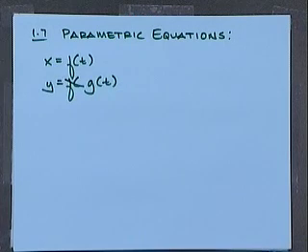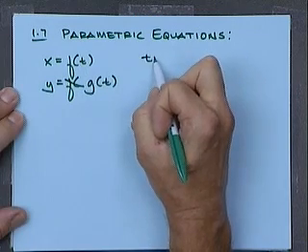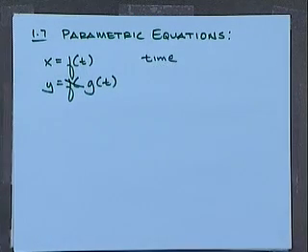Why would you want x or y described in terms of some other letter? Maybe they're both functions of time. That x is defined as a function of time, so we know where the x coordinate is based on some function: you plug in t equals 3 seconds, t equals 5 seconds, and it tells you what x is. Same thing with y.